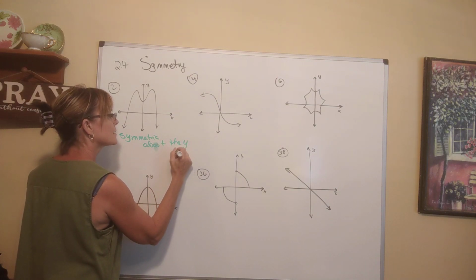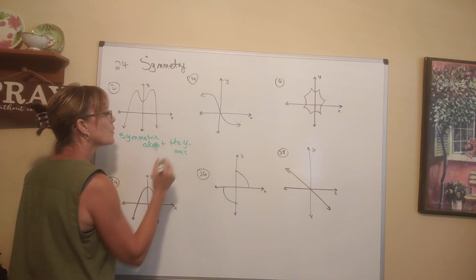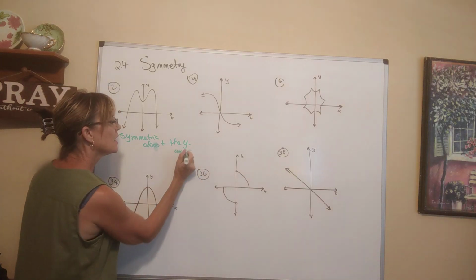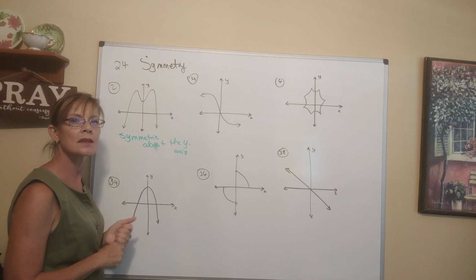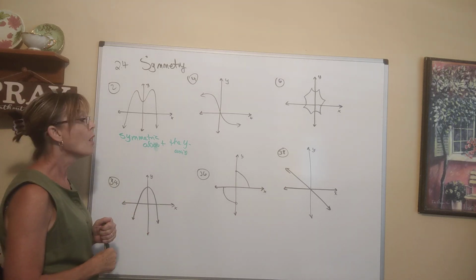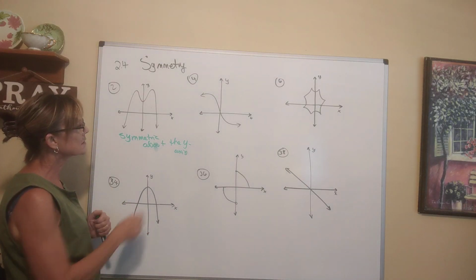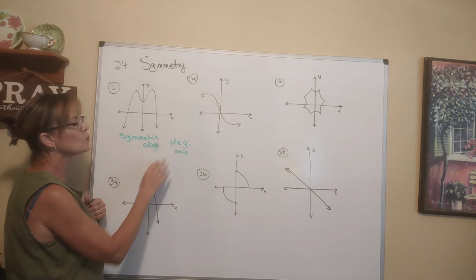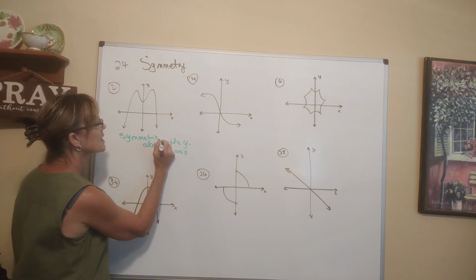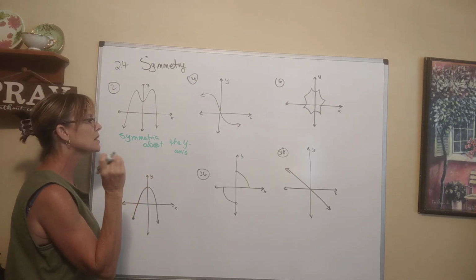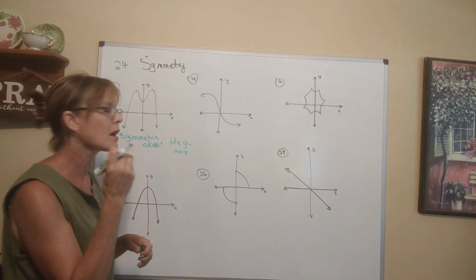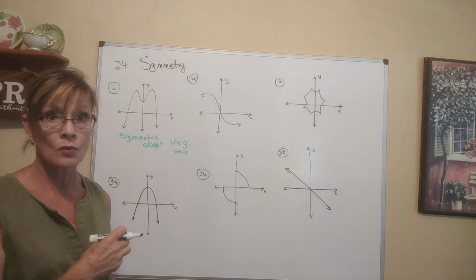Now, let me tell you other ways that people say the same statement. If something is symmetric about the y-axis, they might also say it's got y-axis symmetry, or it's symmetric with respect to the y-axis. It all means the same thing. You can say it's got y-axis symmetry, it's symmetric about the y, or symmetric with respect to the y.